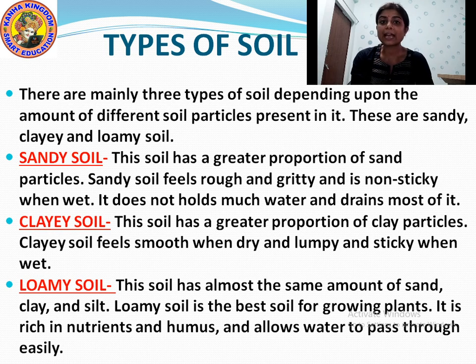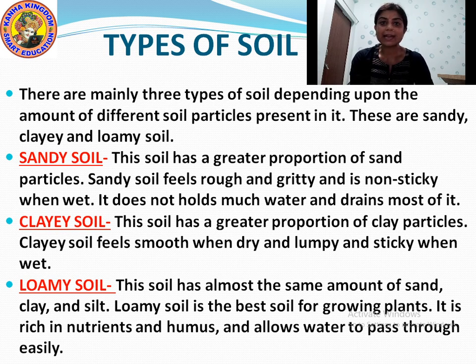There are also different types of soil. Okay. There are mainly three types of soil depending upon the amount of different soil particles present in it. These are sandy, clayey and loamy soil. Depending upon the amount of different soil particles, the soil particles are what? Sand, silt and clay. Yes or no? These are the different soil particles, and depending on these soil particles, soil are of three types.